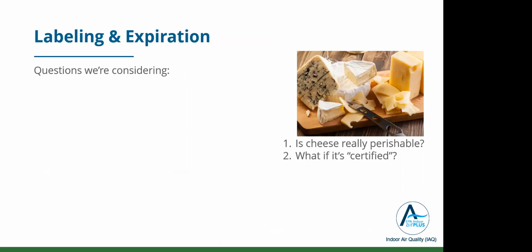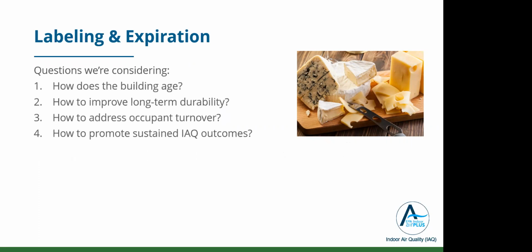So the next set of questions we've been exploring for background, it doesn't really have anything to do with cheese, but we're trying to build and rehabilitate homes that last for many decades, maybe even centuries, right? So why would we use this analogy and think of homes that we build or the certifications that come with them as perishable? When we think about certifications or labels as a tool to improve health protections in homes, which is ultimately what airPLUS is, we're trying to ask a variety of questions, such as how does the building age? How do we improve long-term durability?